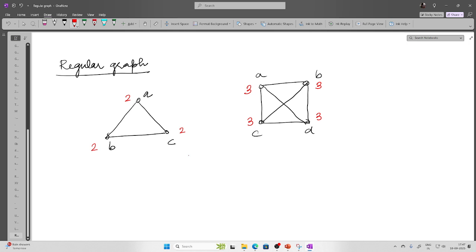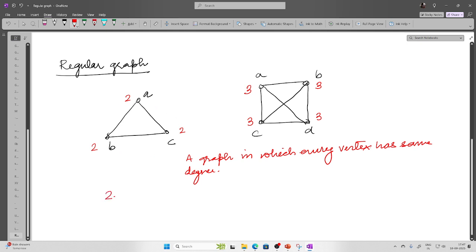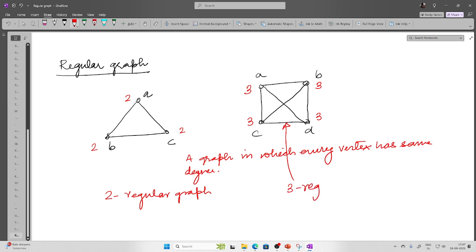Okay, so a graph in which every vertex has the same degree. So if you look, this is 2 everywhere. That means all the vertices are of degree 2. So that's why they are also called a 2 regular graph. And in this graph all the vertices are of degree 3, so this is a 3 regular graph.